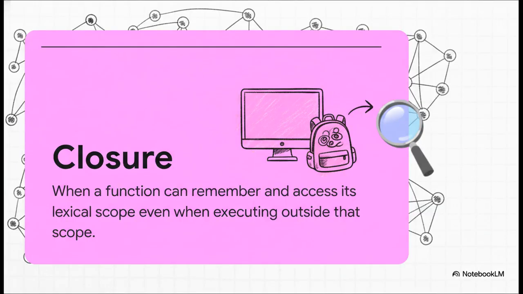Now, the official definition sounds a little academic, I know, but the idea is actually pretty straightforward. A closure is just how a function remembers all the variables in the environment from where it was created. Think of it like a backpack that a function carries around with it, filled with everything it might need later.